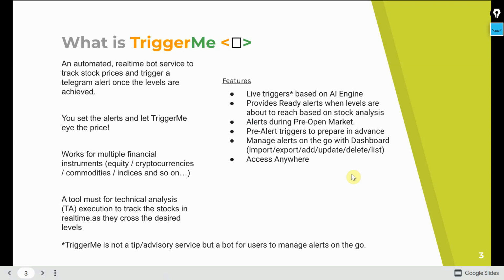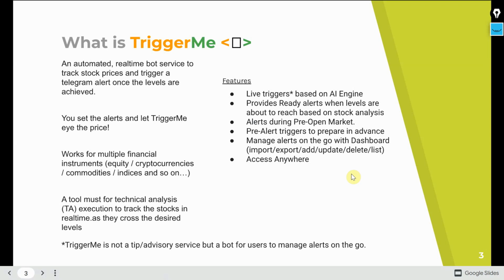So this is an automated real-time bot service to track stock prices and trigger Telegram alerts once the levels are reached. You can set alerts and let Telegram watch the price. That is the whole purpose. It will work for different financial instruments, as I mentioned: equities, cryptocurrencies, commodities, indices, and so on.